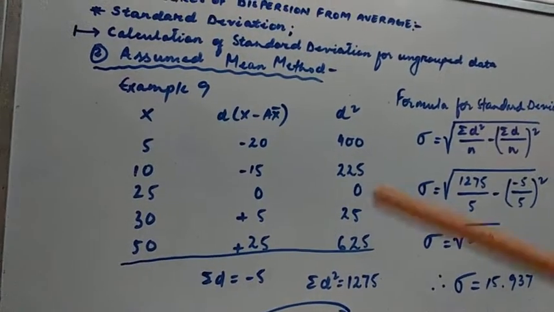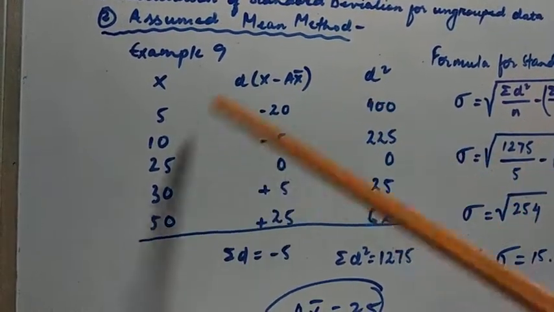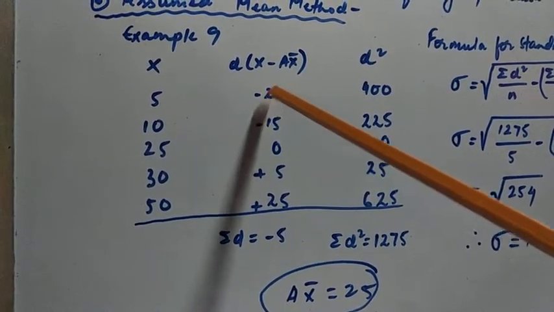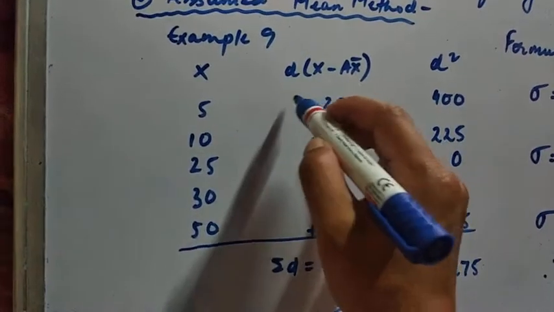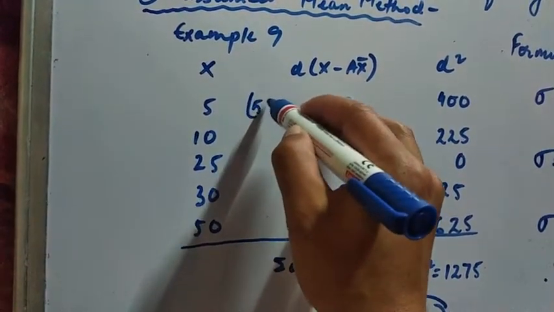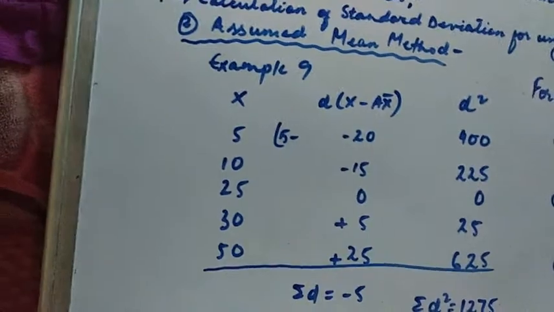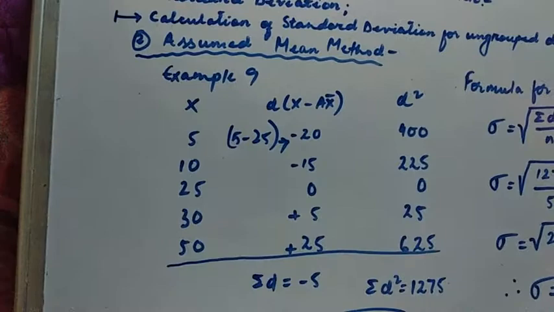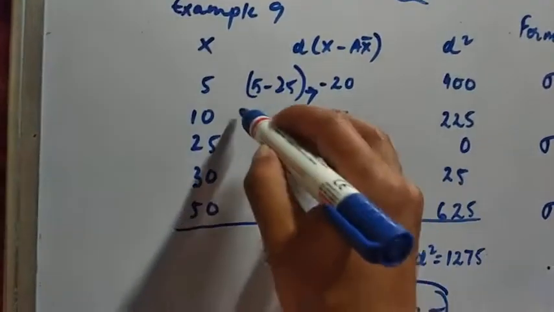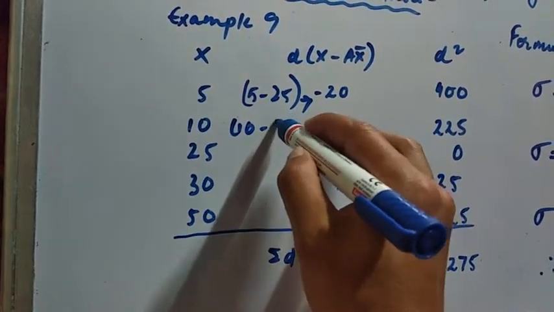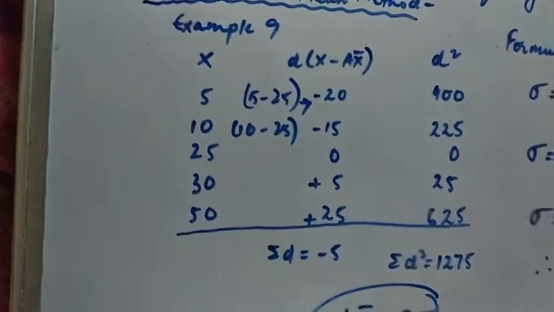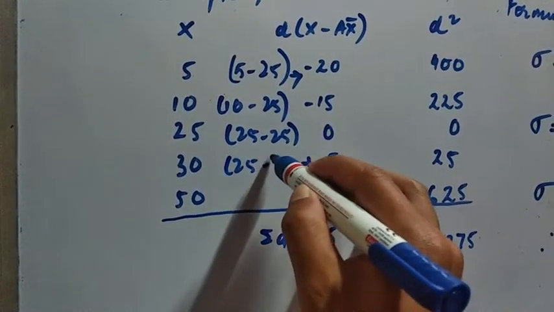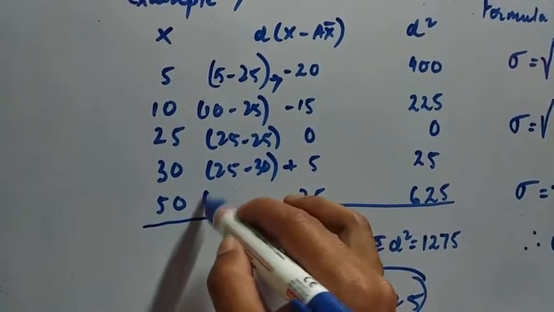So we find out the value of d by x minus x bar. So 5 minus 25 is minus 20. How we got d: x minus x bar, where x bar is 25. So we have minus 20, and 10 minus 25 is minus 15. 25 minus 25 is 0. 25 minus 30 is plus 5.